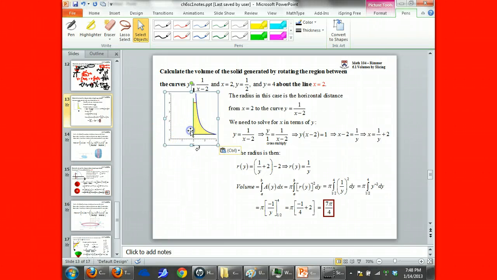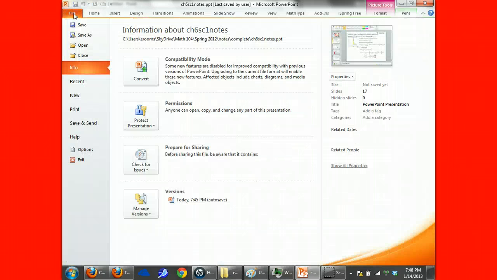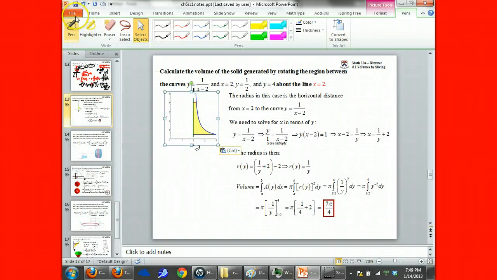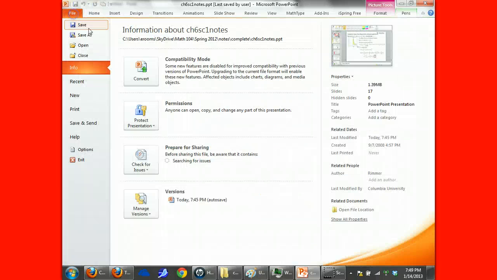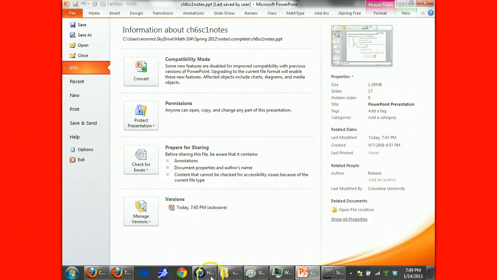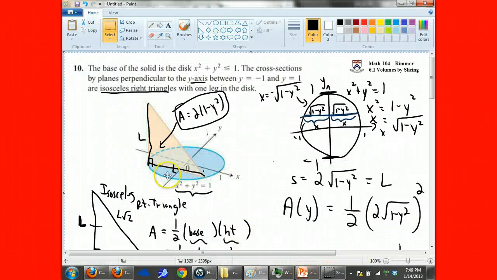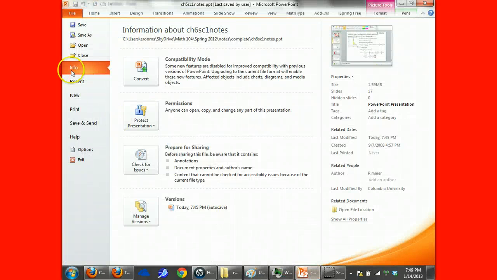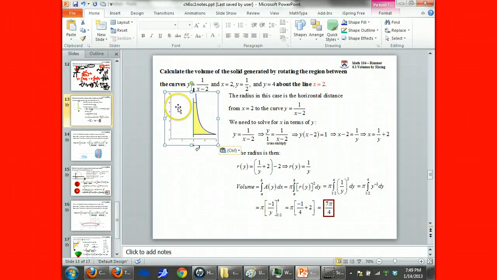Oh no. All right. Shoot. Undo rocks. Okay, here we go.